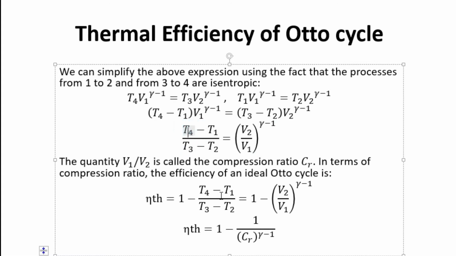So by putting the value of this in the previous equation, that is 1 minus (T4 minus T1) over (T3 minus T2), we will get this expression. And we have already discussed that the compression ratio is the ratio of the volume at state 1 to the volume at state 2. So we will put the compression ratio in this formula. So we will get 1 minus 1 over compression ratio power gamma minus 1. So if we know the value of gamma and the compression ratio, we can easily find out the thermal efficiency of the Otto cycle.